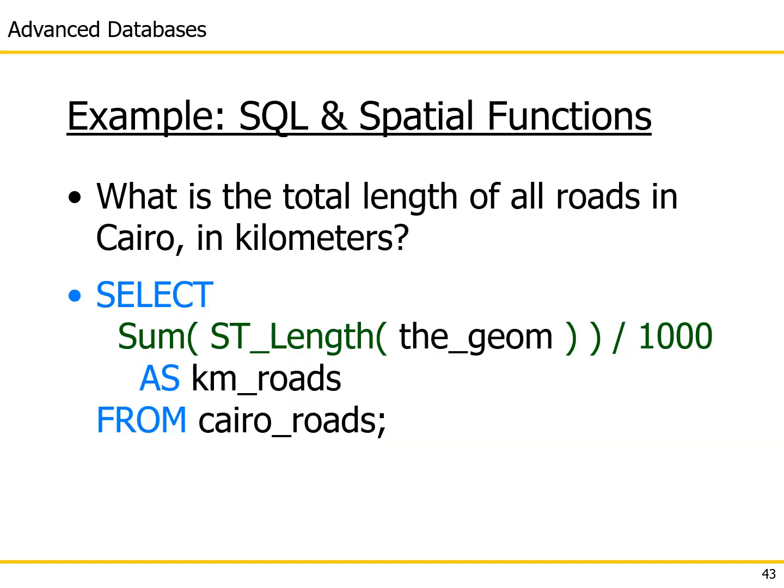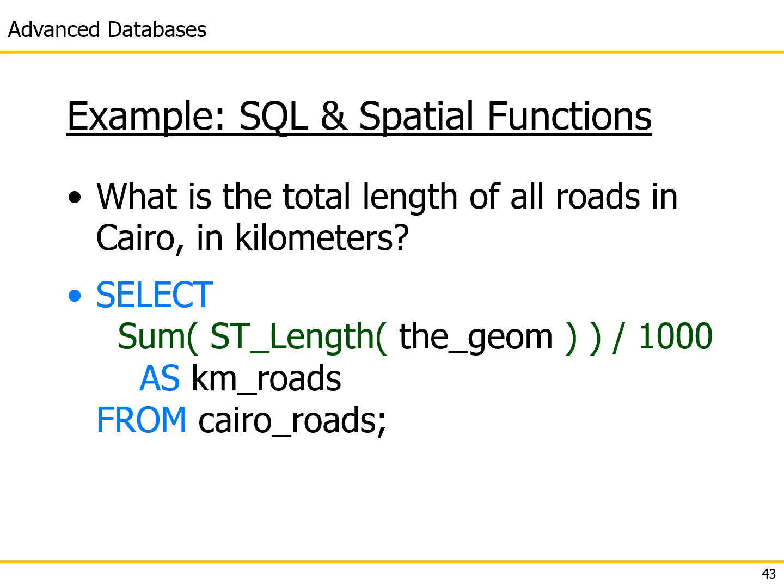Here are more examples of working with PostGIS. Let's try to read the query first. It says select sum ST_Length of the geometry divided by 1,000 as kilometer roads from Cairo roads. You see I'm mixing SQL and spatial here nicely. What am I trying to do here? I am summing up the lengths of all these streets in Cairo.